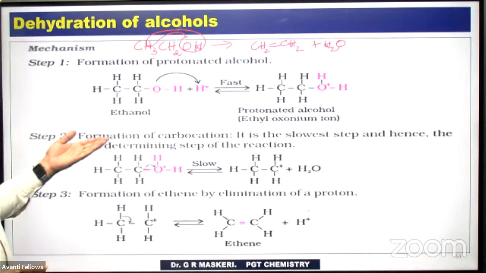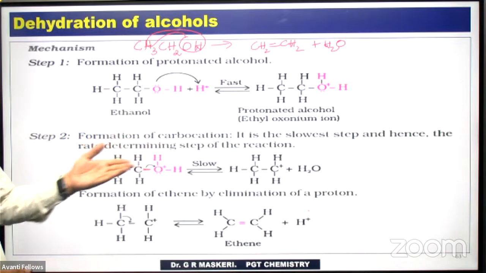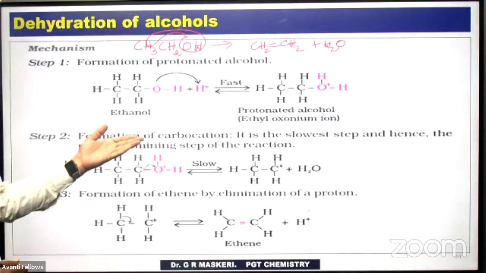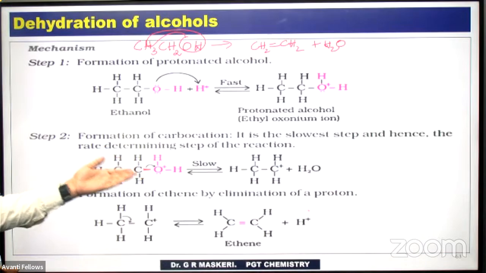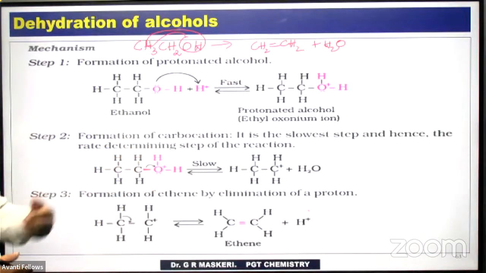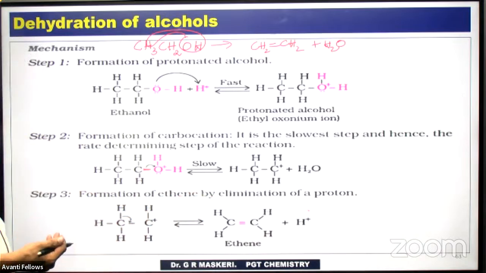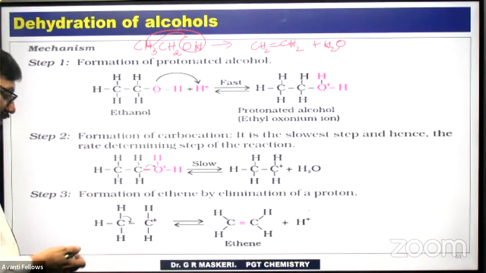Okay. So formation of carbocation is the slowest step and hence the rate determining step of the reaction. It's a slow step. You may note it down in this way. And then formation of ethene by elimination of the proton, or deprotonation. You can say the word deprotonation.